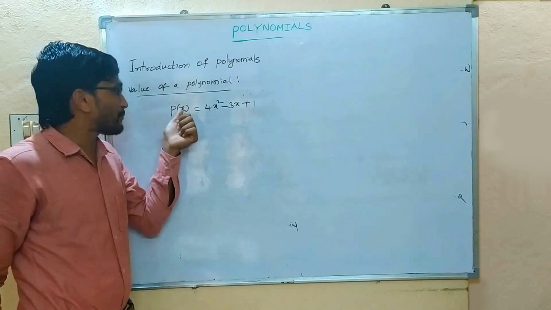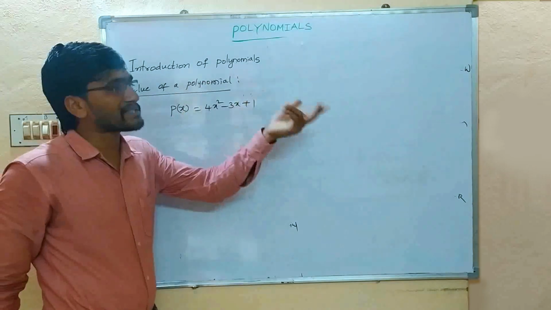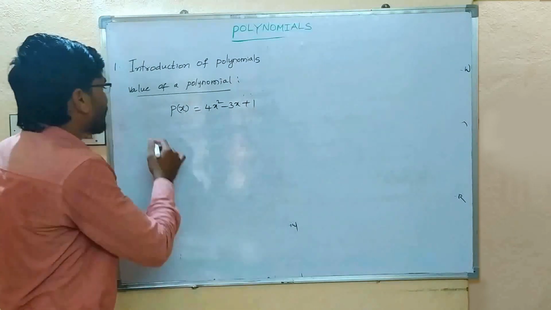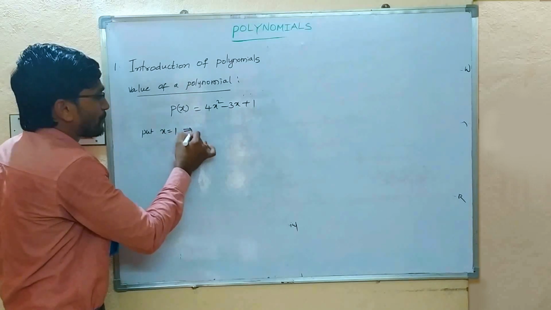I already taught about x. X is nothing but a variable symbol which contains various numerical values. In place of x we can give any real number. Suppose I want to give x as 1. So x is equal to 1.